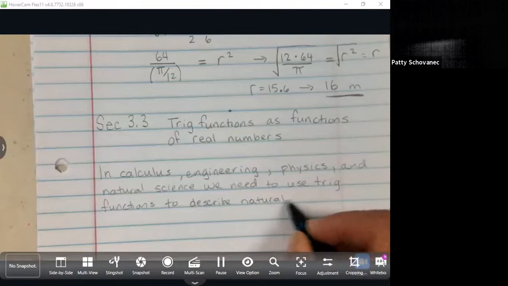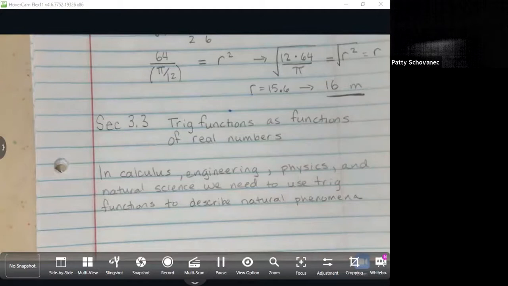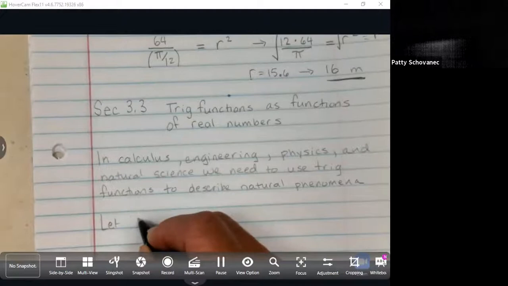We need to use our trig functions to help us describe the things that act like vibrating strings or pulsing pieces of electricity or heat moving along a plate. And these obey the laws of our circular functions if we define our trig functions in terms of the arc length. Okay, so we're going to let s be the length of an arc on the unit circle.